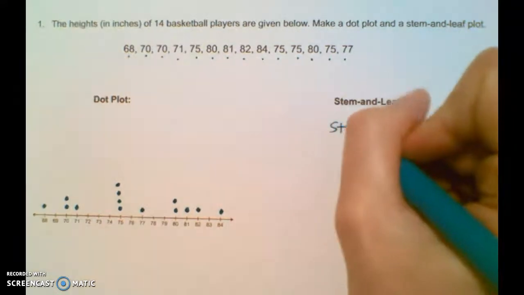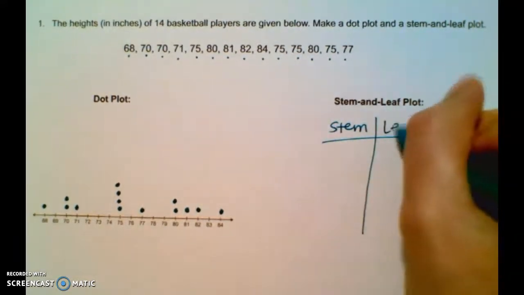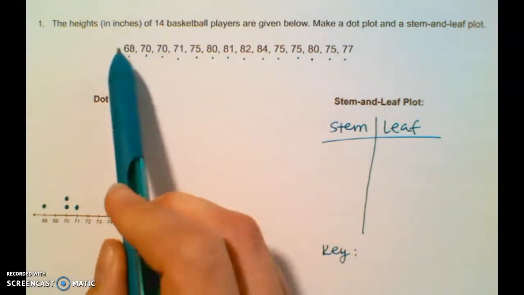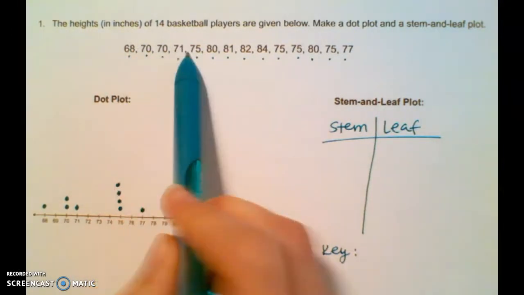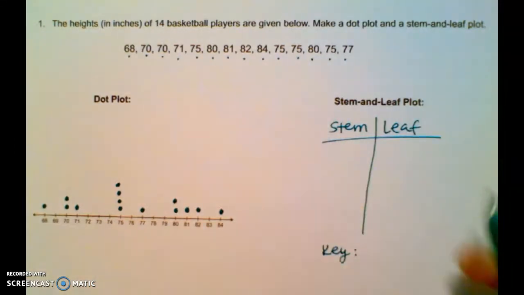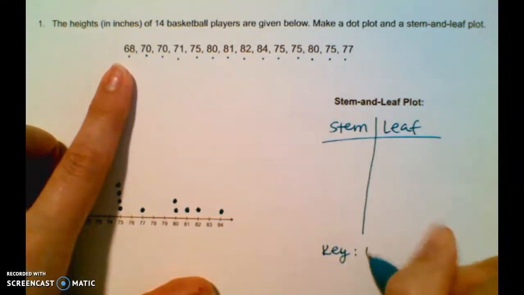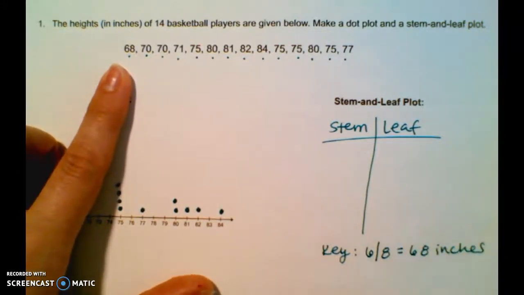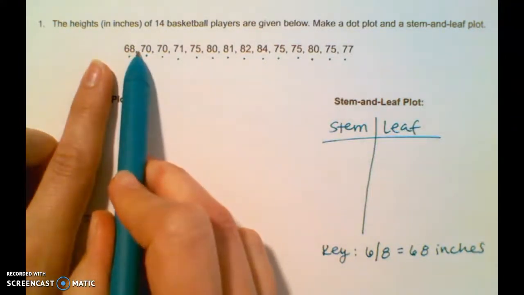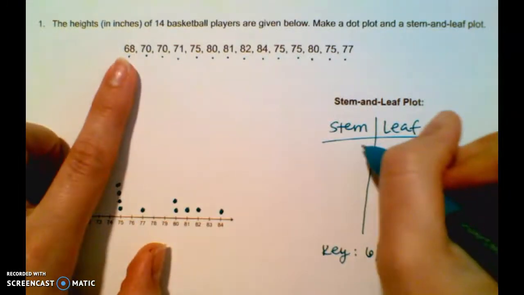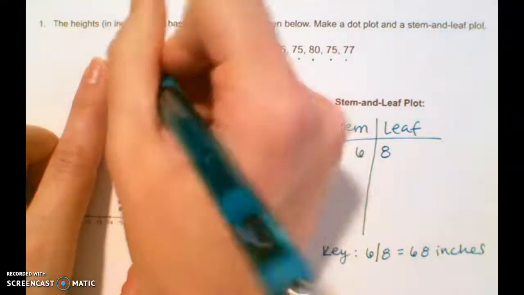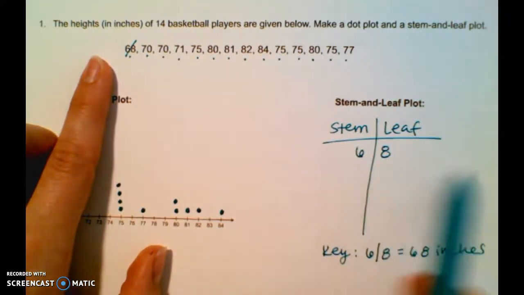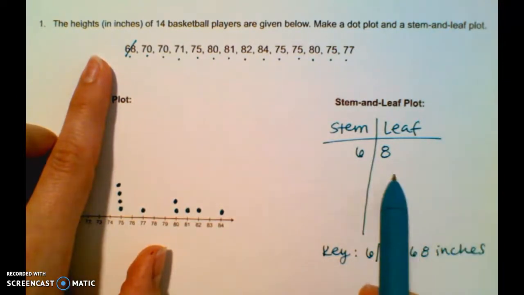So for our stem and leaf plot, we need the stem and we need the leaf, and we actually get to create our key. So for our stems and our leaves, we see we have one height in the 60s, we have some in the 70s, and some in the 80s. So we could say, for an example of our key, that 6 | 8 equals 68 inches. Our stem is going to be the tens place, our leaves are going to be the ones. So that would mean for our stem, we have 6, and we have 8 for our leaf. That's the only one in the 60s. One thing about a stem and leaf plot is that your leaves need to be in ascending order. So that means they need to be from least to greatest.